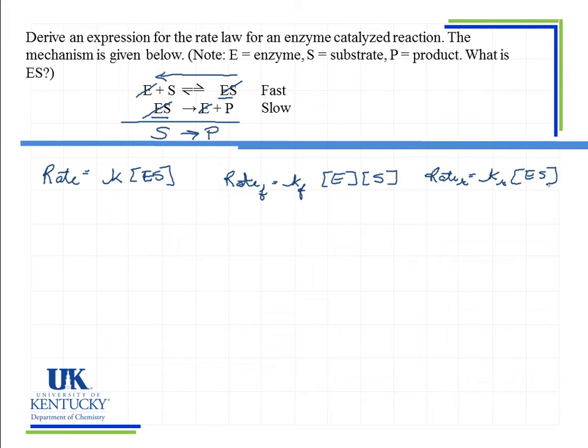Now, since this is an equilibrium, we know that the reaction will have the forward reaction occurring at the same rate as the reverse reaction. So we can set this portion and this portion equal to each other because their rates are equal. Now, the rate constants aren't equal, but their rates are equal.